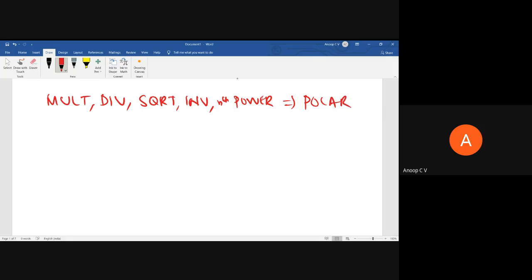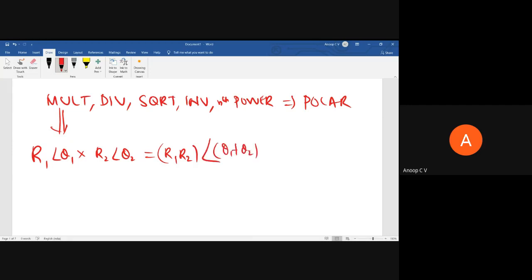polar form. For instance, multiplication: if you multiply two numbers, r1 angle theta 1 into r2 angle theta 2, what will be the resultant? Can anyone tell me? Please unmute and tell. I won't be able to see if you type it in the chat window. What will be the resultant? The magnitude of the resultant will be the product of the magnitudes, r1 into r2, and the angle will be the sum, theta 1 plus theta 2. You have already studied this, but I'm just recollecting.